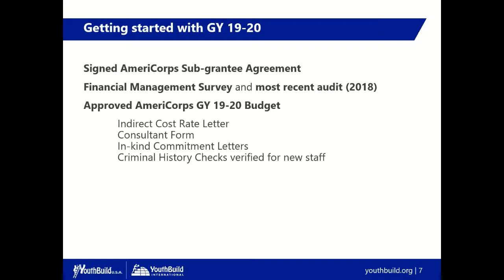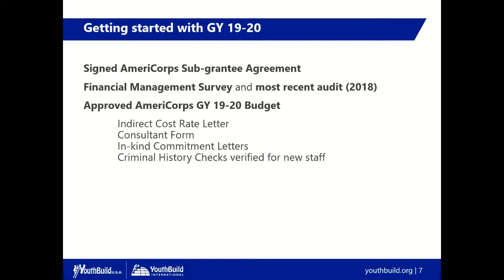So if you have not received your grant year 1920 packet, it might be because one of these items is currently pending. Things such as the signed AmeriCorps subgrantee agreement, the financial management survey, which was new to grant year 1920, a copy of your most recent audit, which is likely 2018, and obviously an approved AmeriCorps budget for grant year 1920.